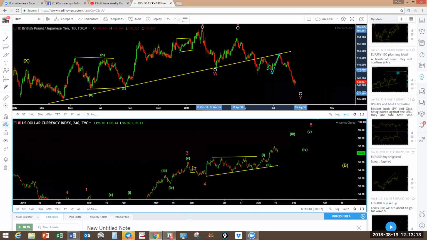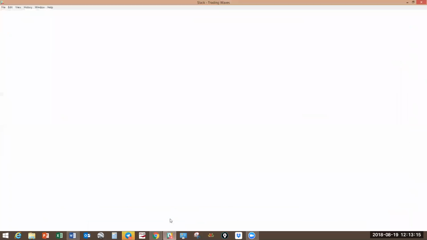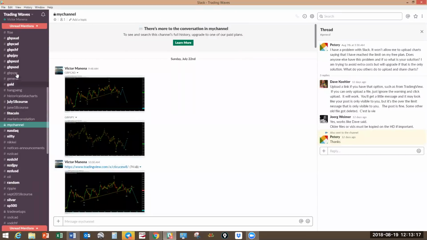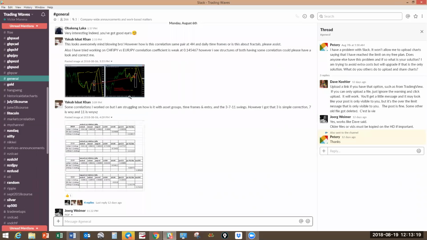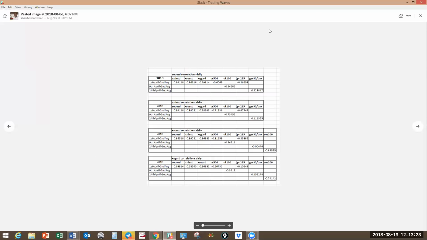Something the guys are doing, because we've also had a market correlation seminar, is something like this. Correlation keeps changing, right? So what you need to keep doing, this is a correlation table for different pairs. There is what we call the correlation coefficient. You need to have that coefficient to understand how the pairs are related, because sometimes you can find that there is a strong correlation.